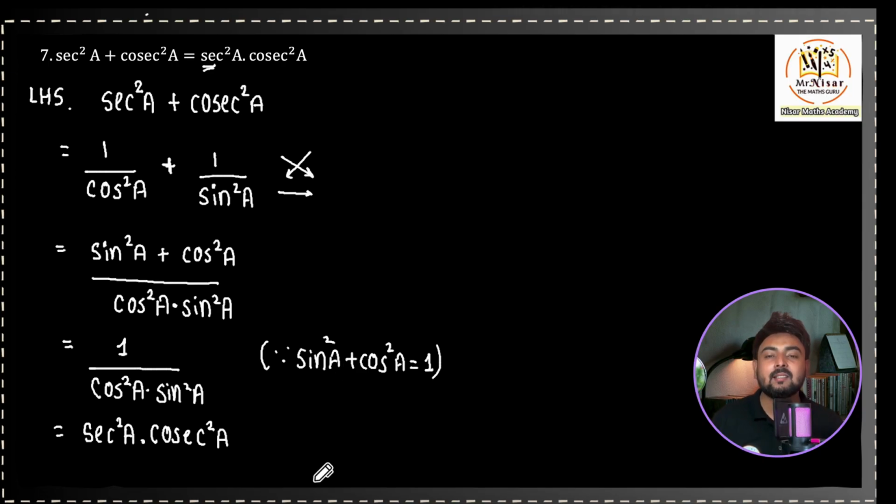I hope the concept is quite clear to you. Many questions, the same type of questions, are repeating again and again. What are we doing? Yes, trying to convert it into sine and cos. Okay, I hope the concept is quite clear to you. Simply we converted into sine and cos, then we did cross multiplication, and finally we got what we need. Let's go ahead to the next question.